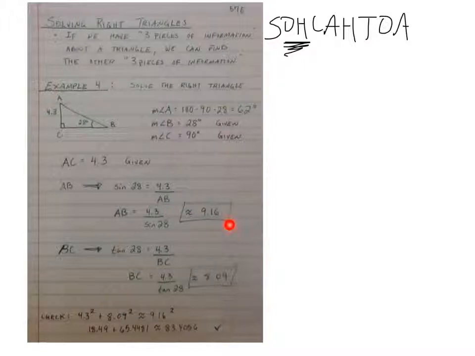I use the same method for finding BC, which is the other leg, except this time I need tangent because I've got the opposite and I'm looking for adjacent. So tangent of 28 is 4.3 divided by BC. And I solve BC to be approximately 8.9. Finally, I check it using the Pythagorean theorem. 4.3 squared plus 8.09 squared should be approximately 9.16 squared. And it checks out with only minor discrepancy due to rounding.